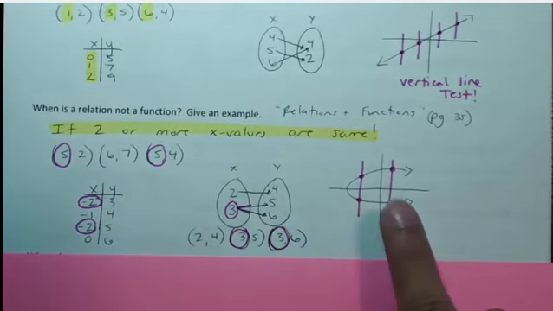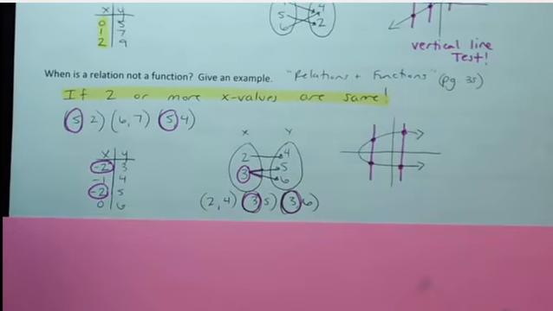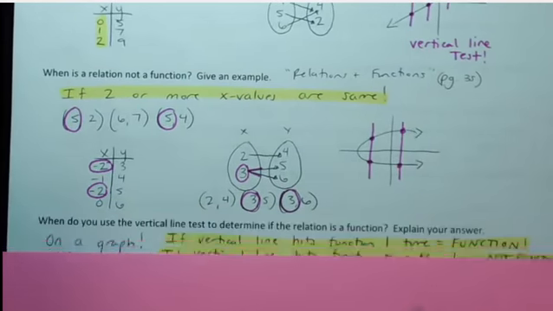And then the last one is a vertical line test. It hits it twice on that function, so that would be considered non-function. Again, this is from Relations and Functions in my notes, my page 35. It could be a little different for you. Okay, it says the next question, when do you use the vertical line test to determine if it's a function or not? That's only on a graph, and I just put down if it hits it one time, it's a function. If it's more than one time, it's not a function.